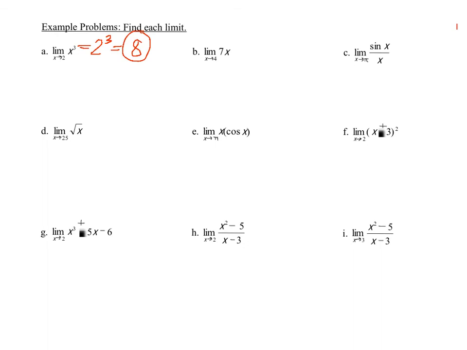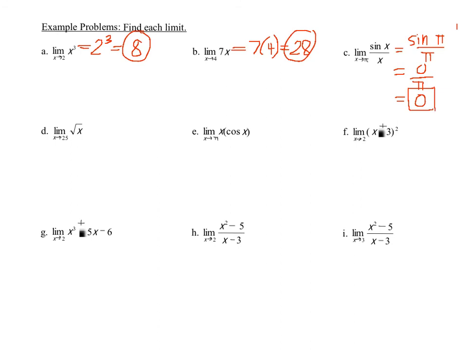So the next thing, let's try the next one. If I plug a 4 in, I have 7 times 4, which is 28. All right, if I directly plug this in, I have the sine of pi all divided by pi. Well, the sine of pi is 0, so 0 divided by pi is just 0. And again, this is all the idea of direct substitution.